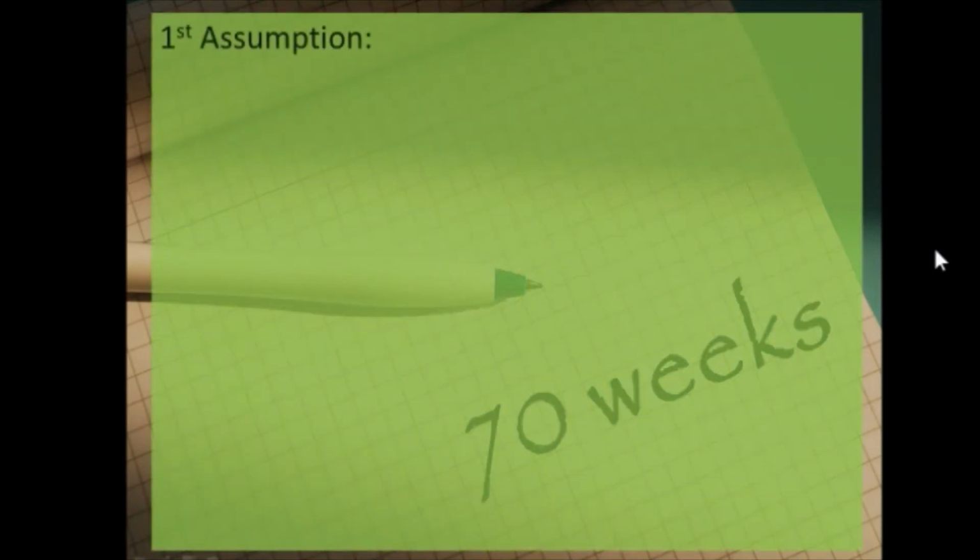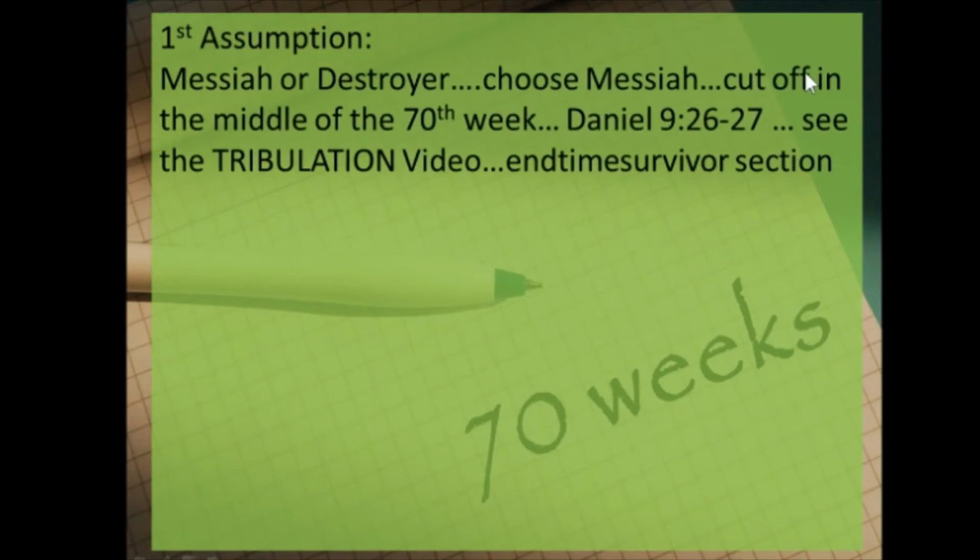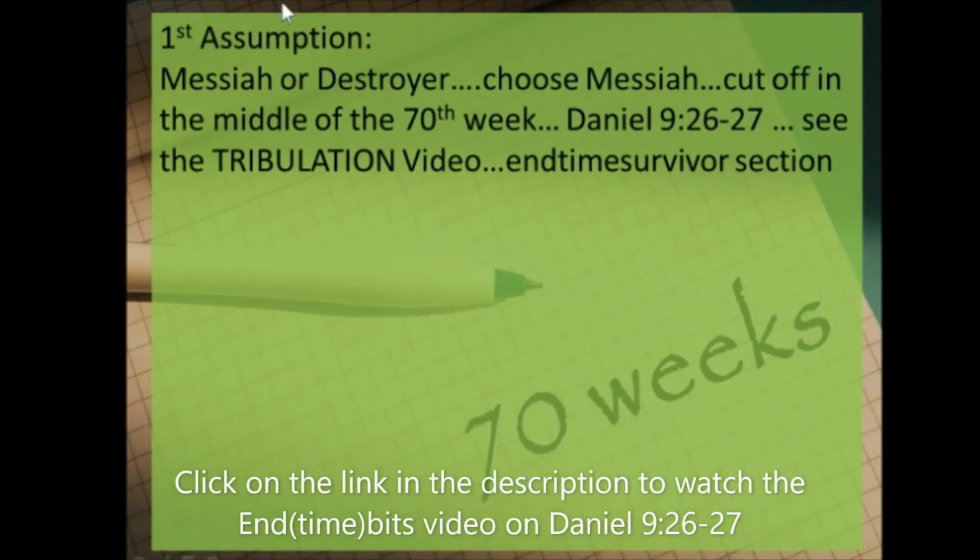So here we go. This is my assumption. In Daniel 9:26 and 27, you had to choose who was being spoken about in Daniel 9:27, either the Messiah or the destroying prince, the destroyer. For my purposes, I chose Messiah. It wasn't until John Nelson Darby showed up that people started picking destroyer. That was in the 18th century. He was an Episcopalian minister who started the Plymouth Brethren.